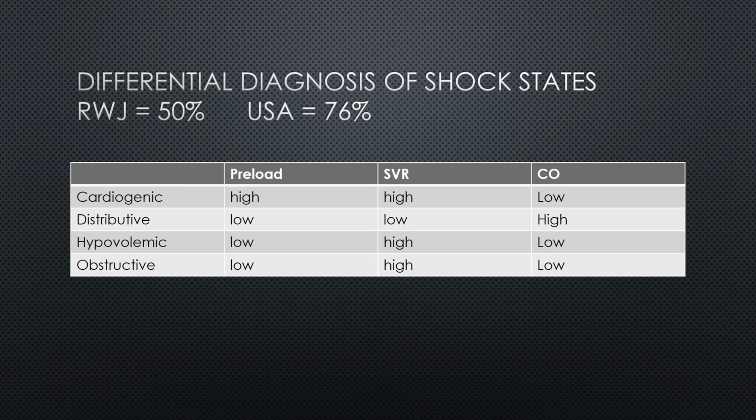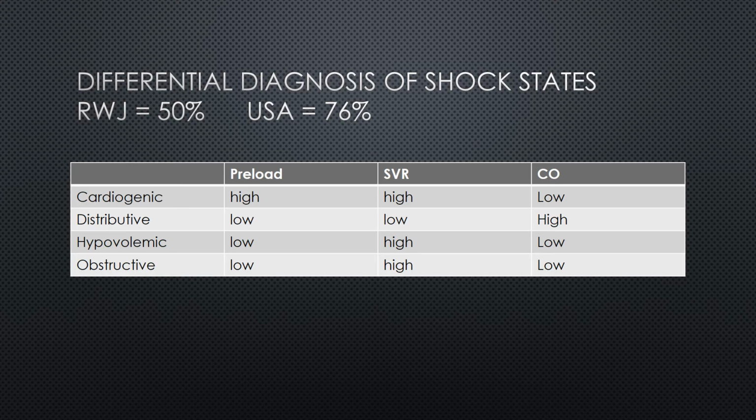Hypovolemia is another type of shock state that we often see in trauma. So here preload is low because of bleeding or other reasons for hypovolemia. As a compensatory mechanism, SVR is high. The blood vessels try to constrict to maintain a blood pressure. And of course, since the preload is low and our general intravascular volume is low, cardiac output will also be low.